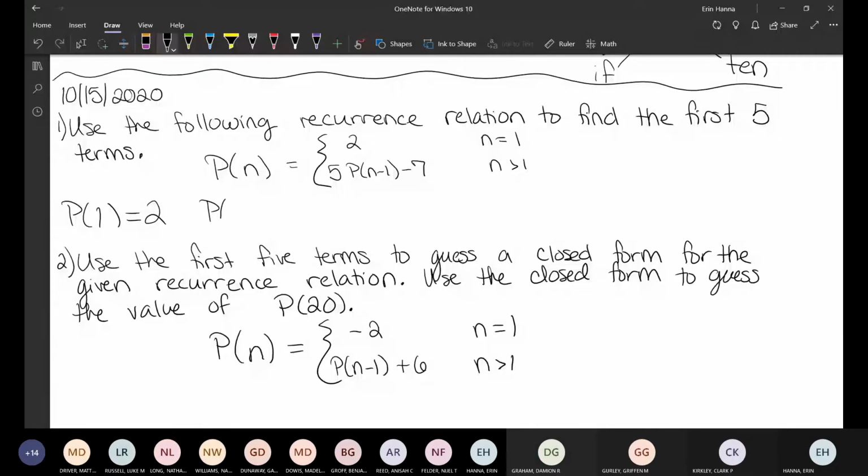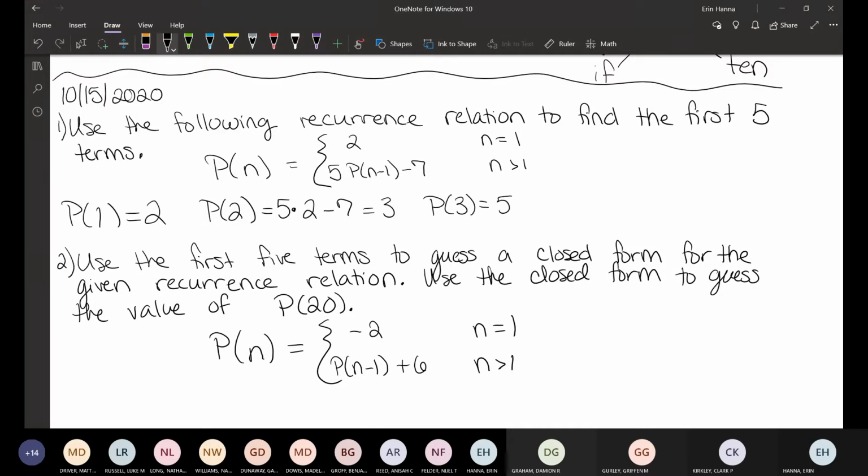Second term. Now we need to start using this. I'm going to run out of space if I start doing that P n minus 1 notation, so I'll just jump to the generic notation. It should be 5 times the term before it. So 10 minus 7 is 3.